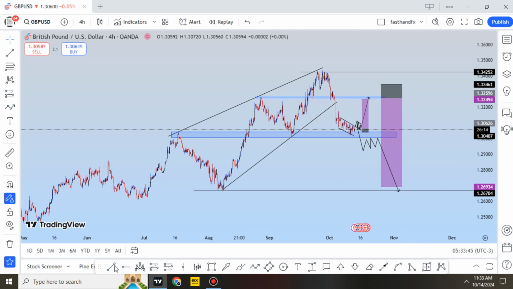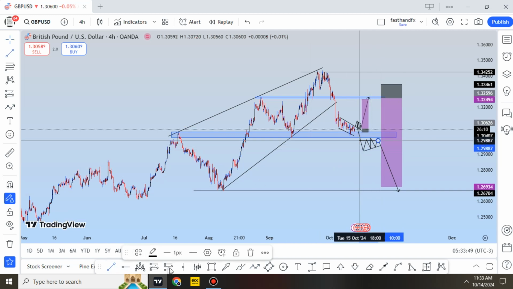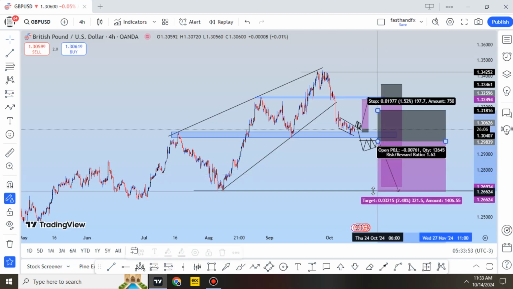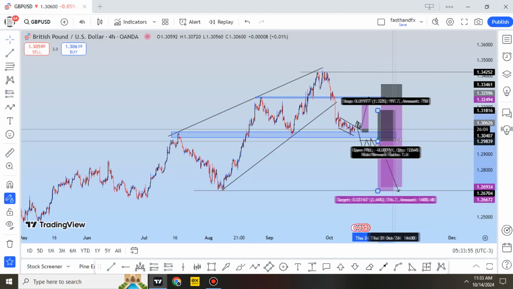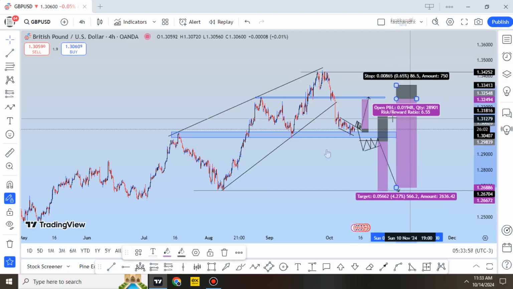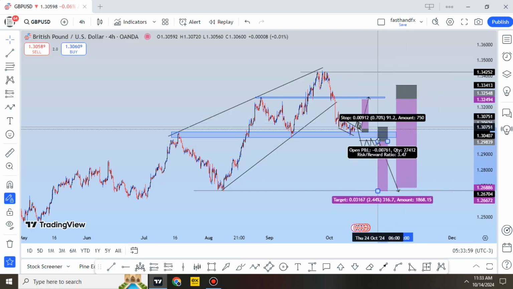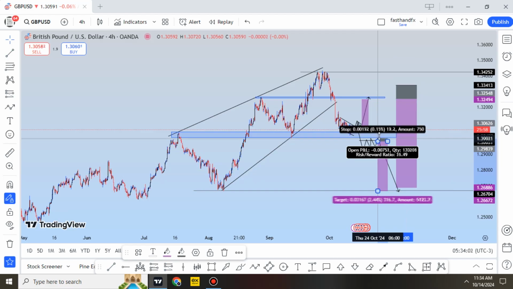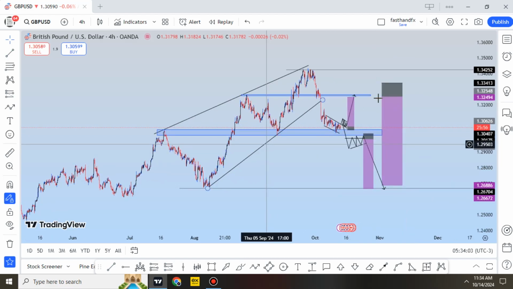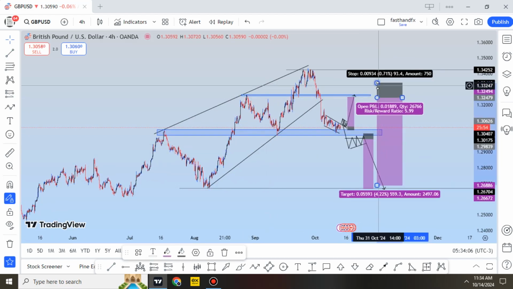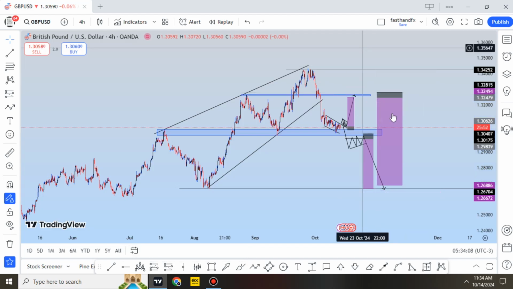It's either we buy or we sell. This is what I'm anticipating. This is my anticipation. But generally, for a good selling position, this level should be very, very nice to look for a good swing.